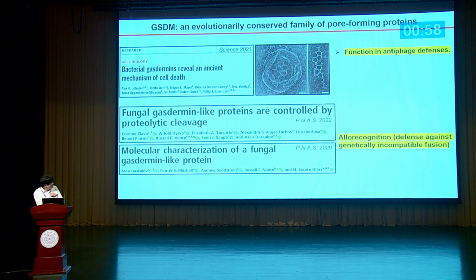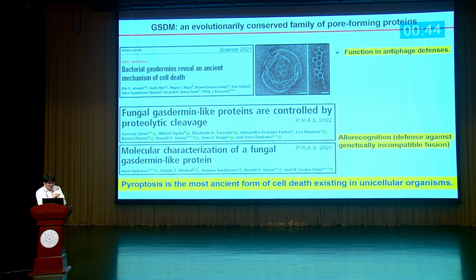In fungus, there's a phenomenon called allorecognition. If two haploid strains are genetically incompatible and the cells fuse together, the fungal gasdermin gets activated. The fused cells die of pyroptosis. So this suggests that pyroptosis is probably the most ancient form of cell death, existing in unicellular organisms. In the case of bacteria, it also gets cleaved by protease.